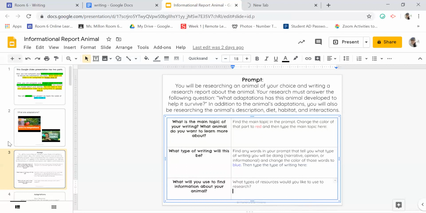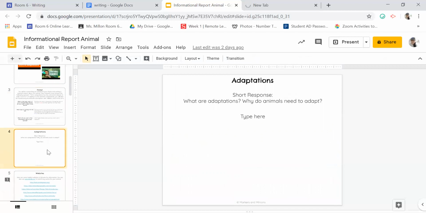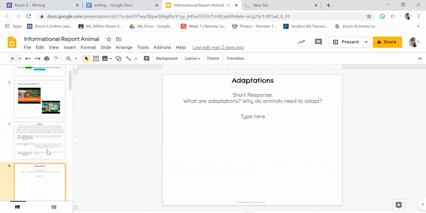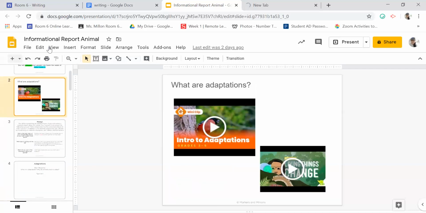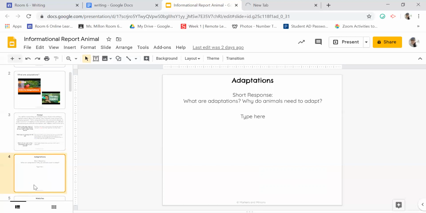Okay, and then the last slide you're going to do today is going to be a short response. So it says, what are adaptations and why do animals need to adapt? So what you guys will do is make sure that after you watch these videos, and if you need to go back and watch them again, then you need to make sure you do that, is watch the videos and you might even take some notes and then complete your response. Okay, so you're going to use the videos to help you respond to this question. What are adaptations and why do animals need to adapt?